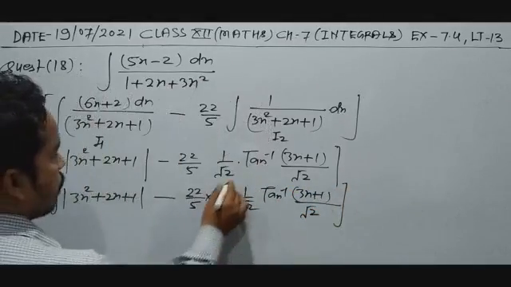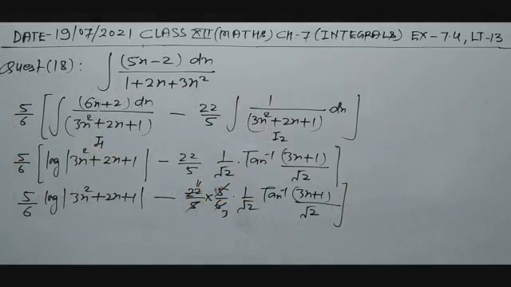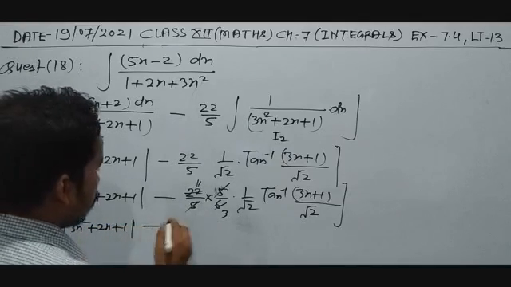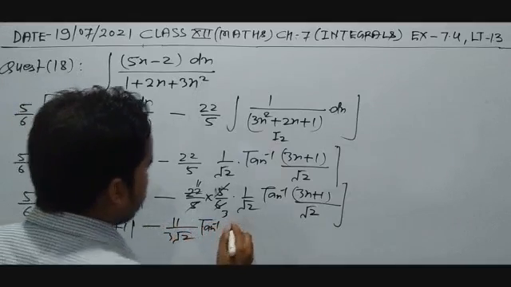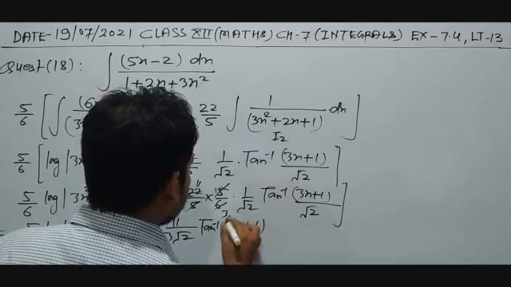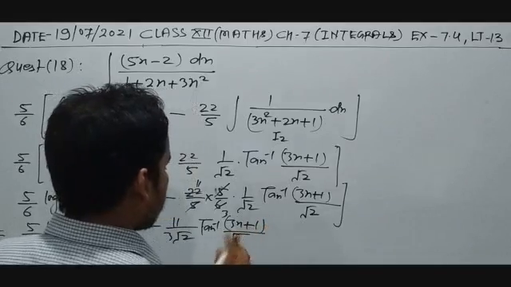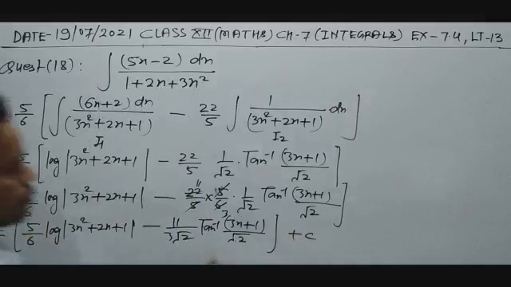Now when you calculate, 5 will cancel out, 2 11s are 22, 11 by 3 root 2. Now the answer will be 5/6 log of mod of (3x² + 2x + 1) mod closed, minus 11 by 3 root 2 with tan inverse of (3x + 1) by root 2. Now this is the answer. This is the answer. See again.